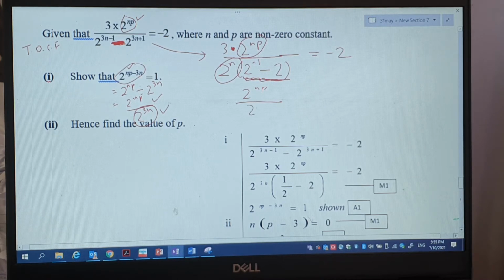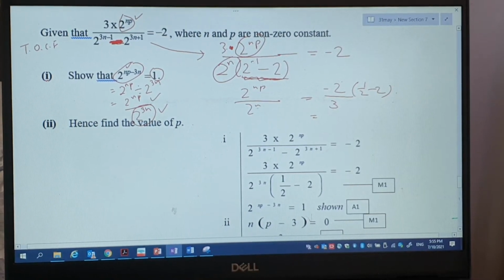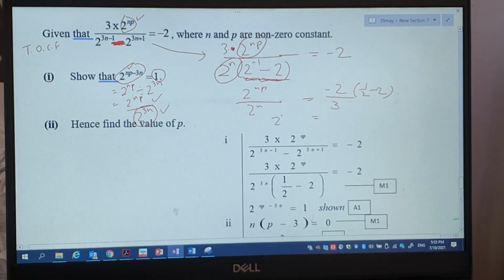Alright, so you stay here, you stay here, you stay here. I'll divide by 3 and I'll multiply by this here. 2 to the power of minus 1 actually is half. Half minus 2. And then you press calculator, right? You'll find that the answer is 1. Okay? So that's how you approach this kind of questions. Okay, of course you don't leave your answer like that. This is actually 2 to the power np minus 3n, and that's 1. So you have shown it already. Are we clear? So when you show questions, you can move backwards, and then that will help you to solve the question here. Okay?